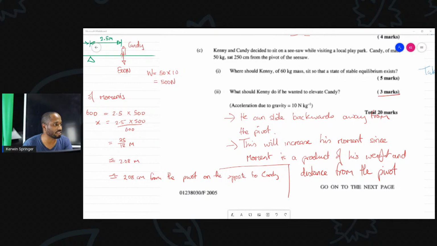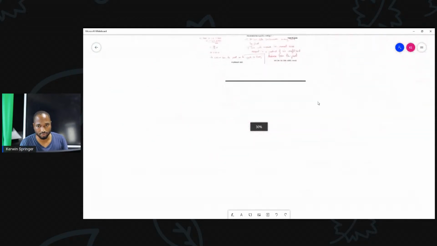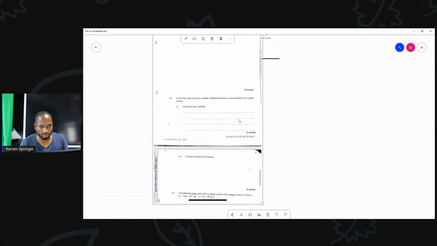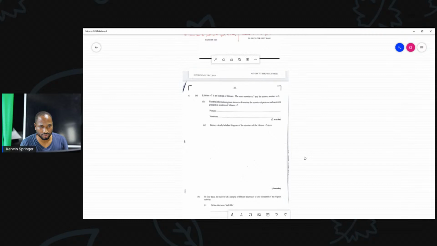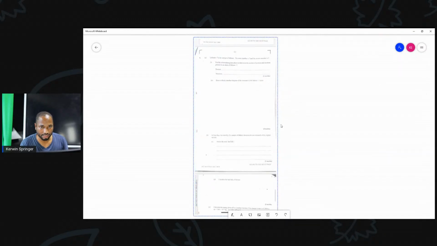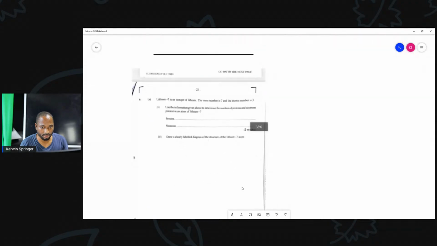Let me see what questions they have inside the chat. Here we have an isotope question. I like how you could copy and paste pretty quickly, that's a bonus for this Microsoft Sheets thing. And now we're going to stick it on there, and zoom up.